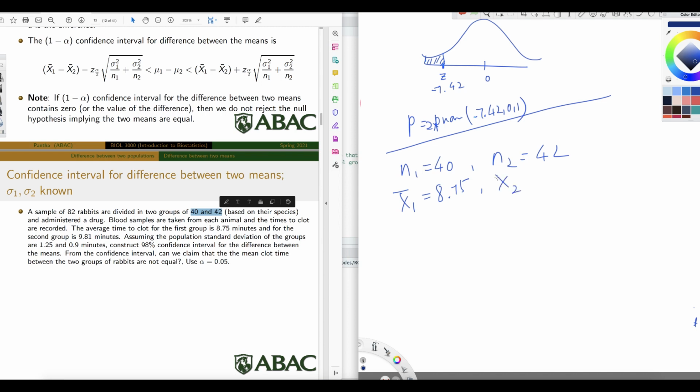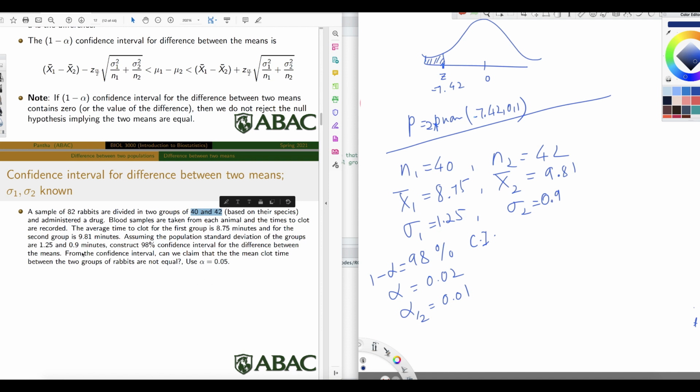For the other group, it is 9.81. Assuming the population standard deviations, sigma 1 is given as 1.25 and sigma 2 is given as 0.9. Construct a 98% confidence interval. So 1 minus alpha is 98%. What will alpha be then? Alpha will be 0.02, because 98% is 0.98, right? And then alpha half will be 0.01.